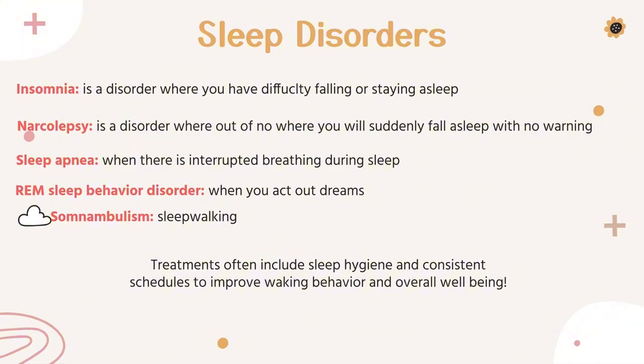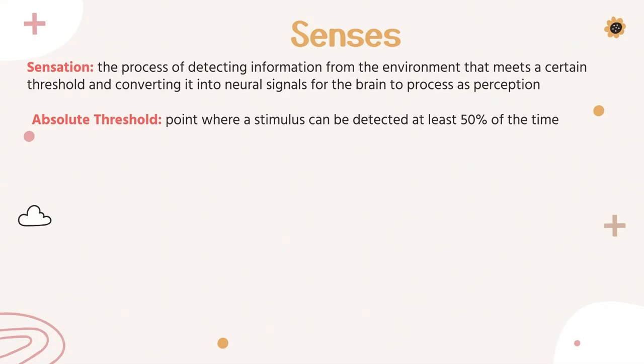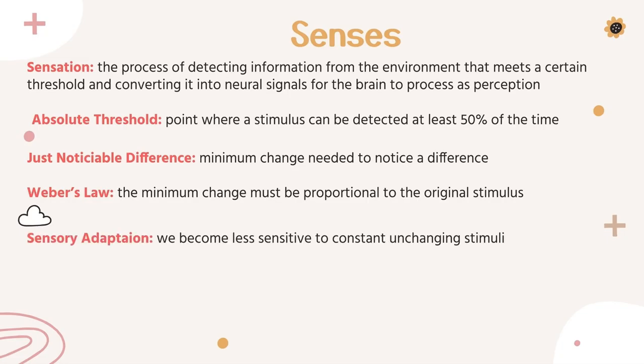Senses. Sensation is the process of detecting information from the environment that meets a certain threshold and converting it into neural signals for the brain to process as perception. Absolute threshold is the point where a stimulus can be detected at least 50% of the time. Just noticeable difference is the minimum change needed to notice a difference. Weber's law says the minimum change must be proportional to the original stimulus. Sensory adaptation is when we become less sensitive to constant, unchanging stimuli. Synesthesia is where one sense is experienced through another.